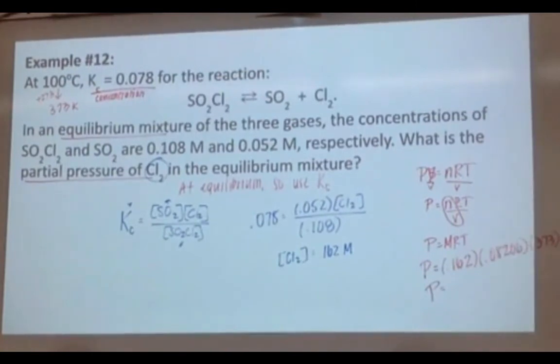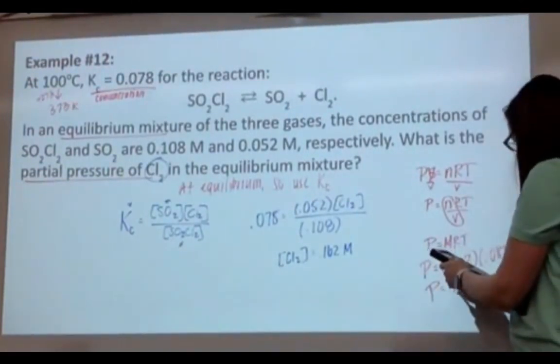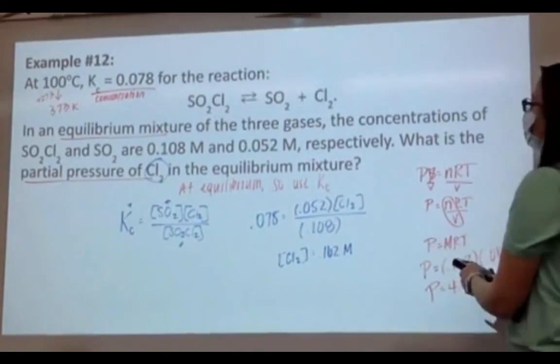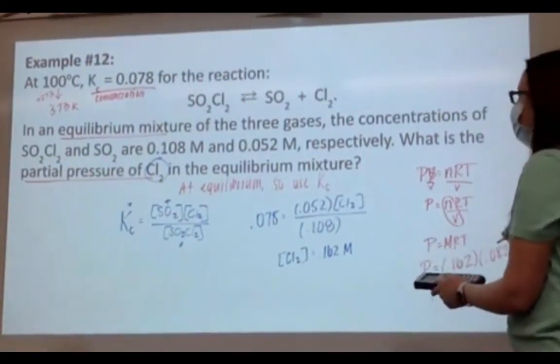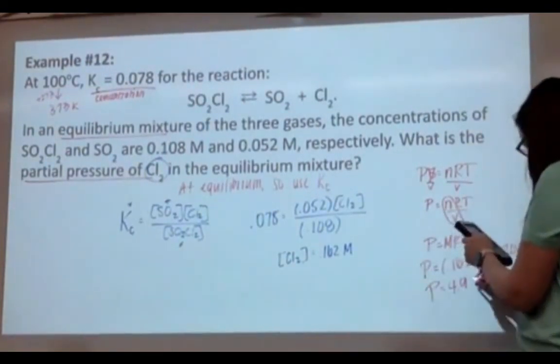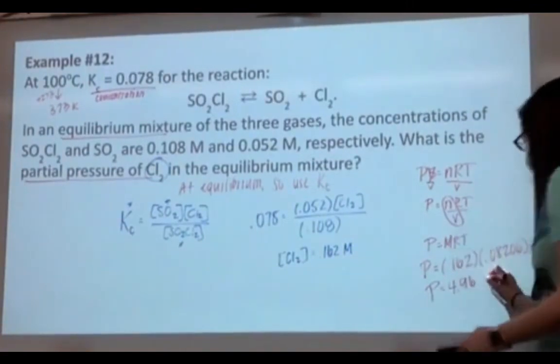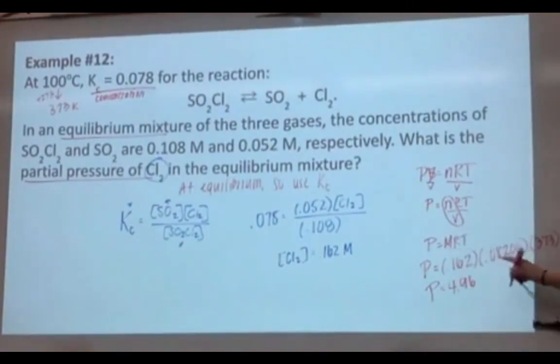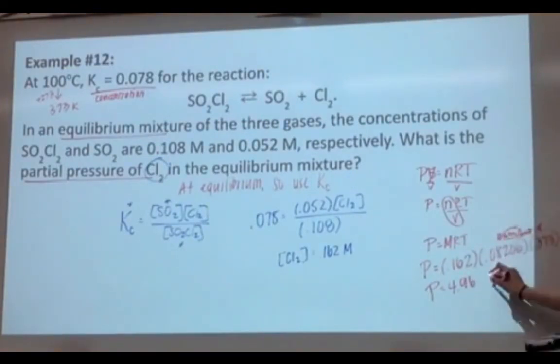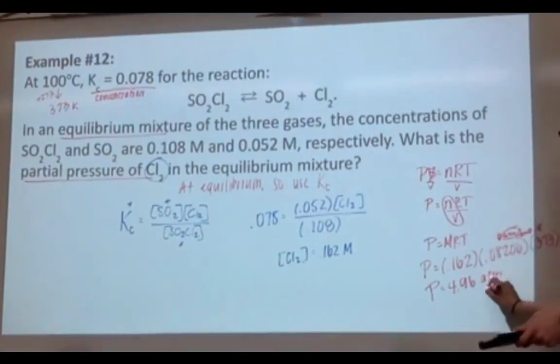So 0.162 times 0.08206 times 373, 4.96. And because R is liters times ATM over mole times Kelvin, your liters and your moles will cancel due to molarity, and Kelvin cancels because of temperature. The pressure unit that we would have is ATM.